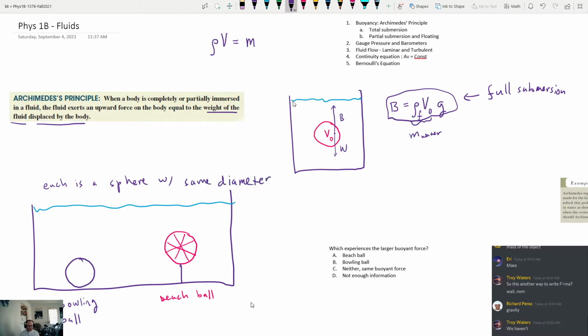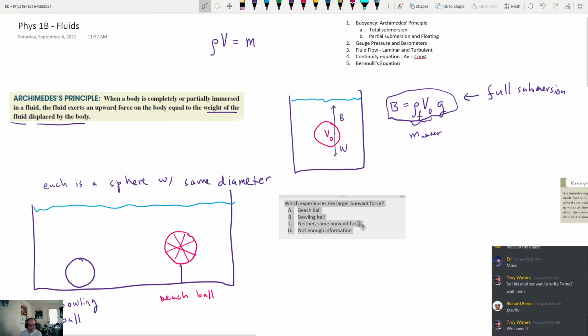Okay. And so I don't want you to answer immediately. I want you to take a second to think about it, and I want everyone to try to answer this. So bowling ball and beach ball, both fully submerged underneath the water. They're each spheres. They have the same diameter. Here's our bowling ball over here. We'll draw some little holes on it. And the question is, which experiences the larger buoyant force? The beach ball, the bowling ball, neither, they both have the same buoyant force, or there's not enough information.